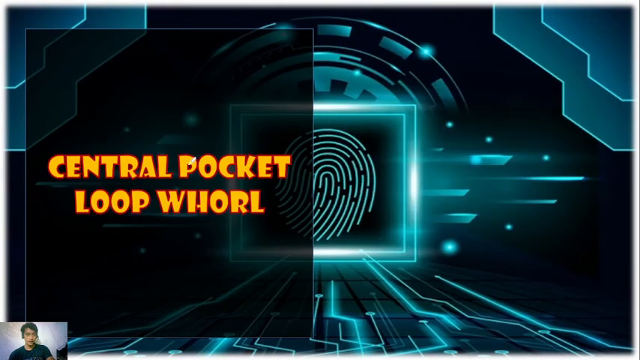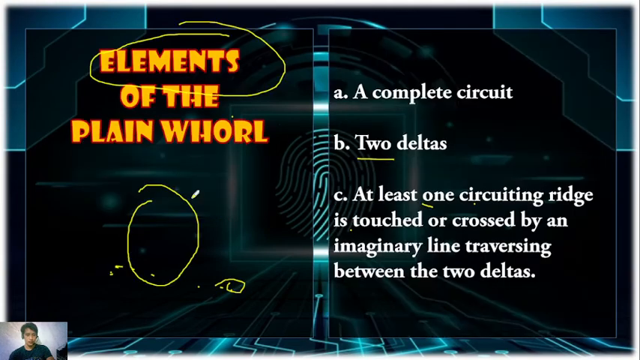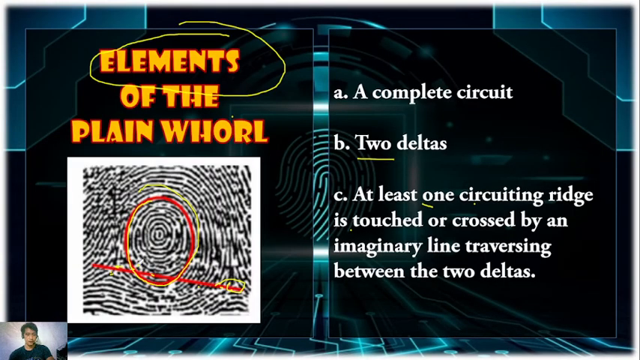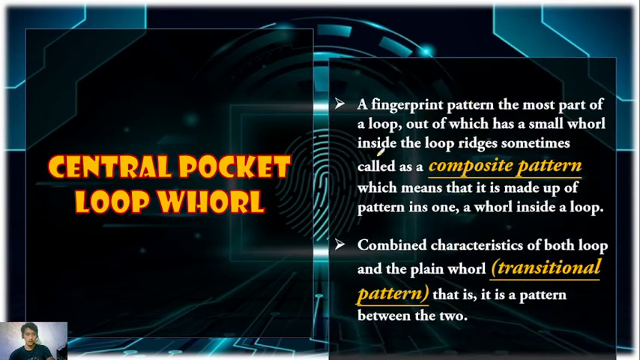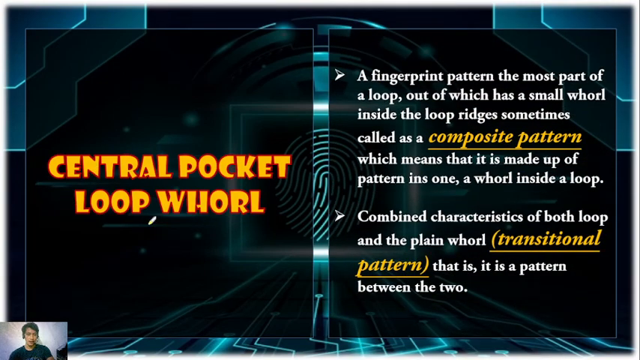So now we have here the central packet loop whirl. So paano naman ang usapan dito? Paano naman kapag hindi sumagi or wala man lang ridge forming a complete circuit that crosses the imaginary line that we draw from the left delta going to the right delta. That's the time we have here this so-called central packet loop whirl.